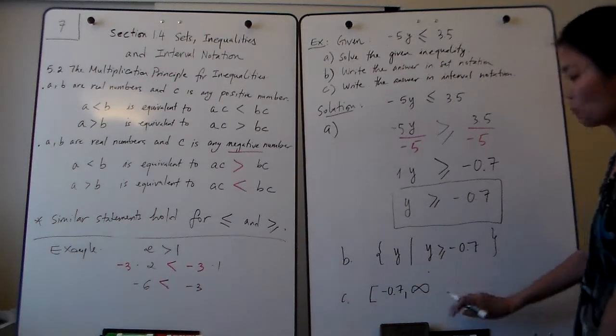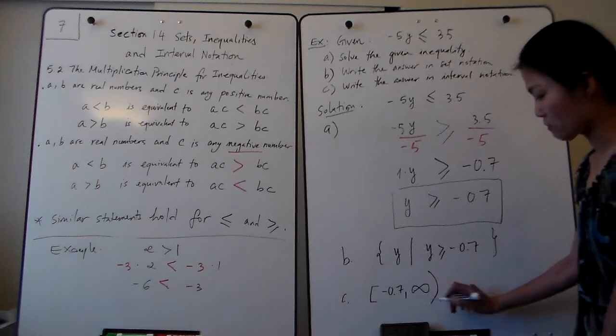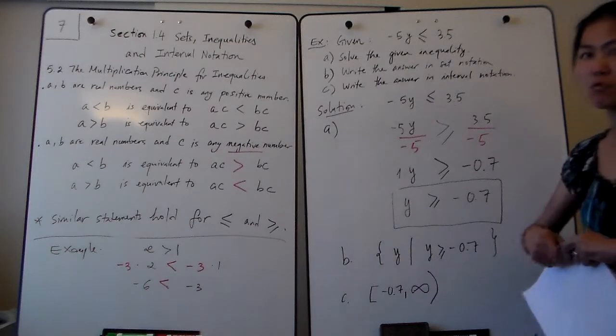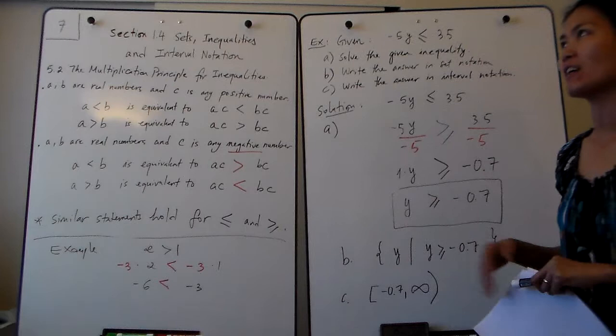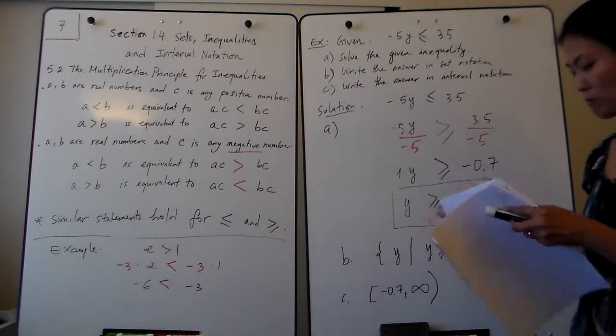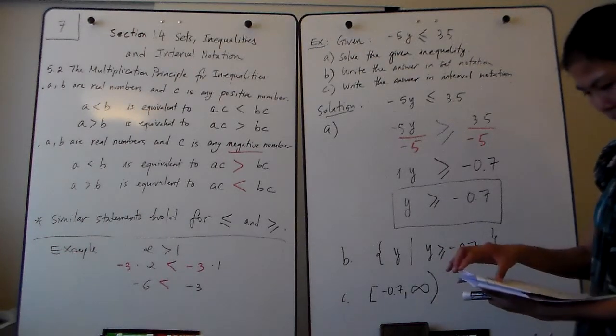And remember, when you use infinity, you use the right parenthesis because we don't know for certain what this number is. You know it's a number, a positive number, but you don't know exactly what it is. So you need to use the right parenthesis. So this is part C.